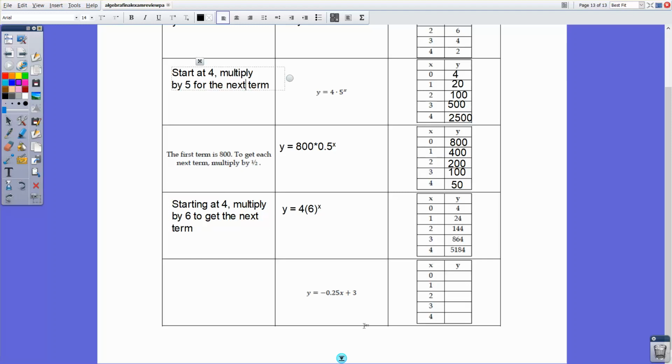Okay. And our final function here, we have a linear function, negative 0.25x plus 3. So our value here for this is going to be 3. And then we're going to be going down by 0.25. So it's going to be 2.75 for the next one. And then 2.5, 2.25.